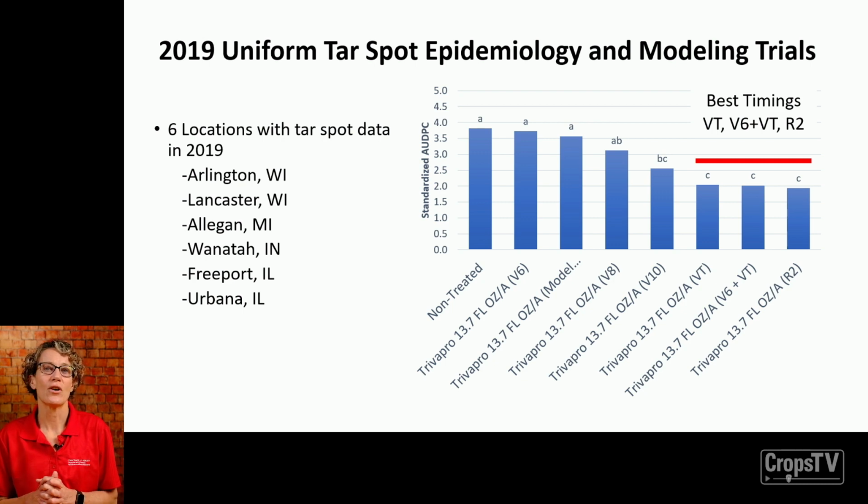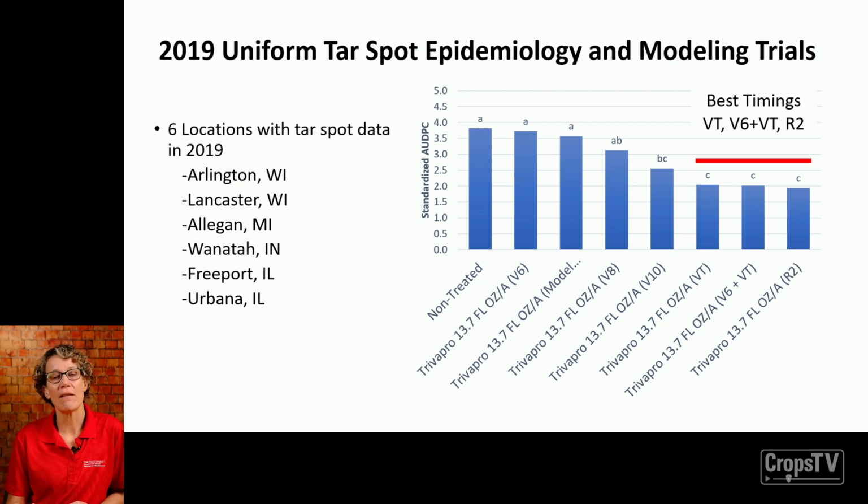Belt. This is 6 locations with tar spot data: 2 locations in Wisconsin, 1 in Michigan, 1 in Indiana, and then 2 in Illinois. And once again, we have that area under disease progress curve score on that vertical axis.